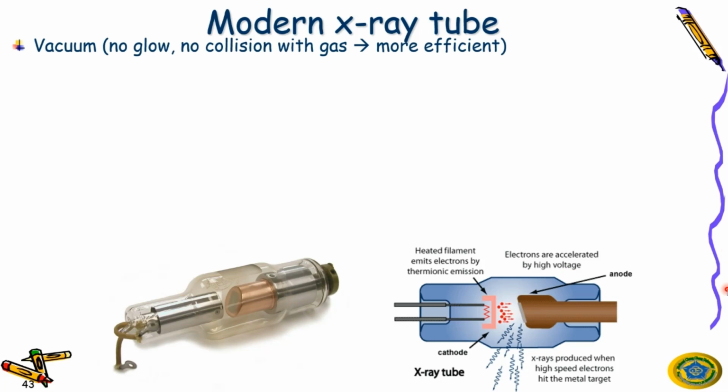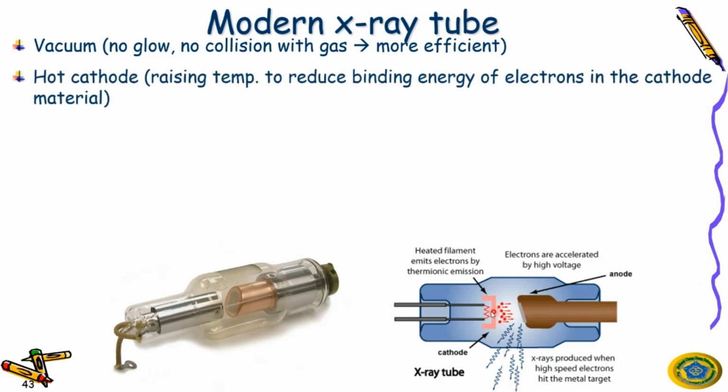So the first criterion you need is vacuum. There's no air, no molecules, no atoms, no gas in this gas discharge tube. Why? Because if you have gas inside, the electron will hit the gas before it reaches the target. So you reduce the efficiency, you reduce the energy, which you don't want to happen, right? So no gas, no collisions with gas, and you have more efficiency.